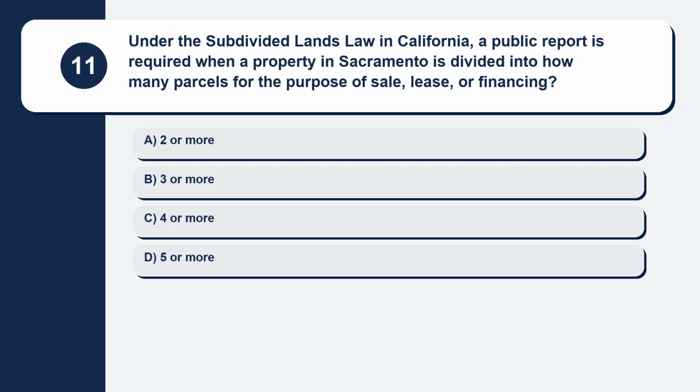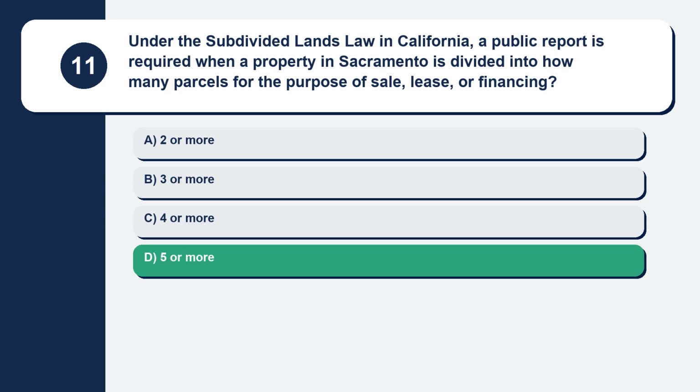Question 11. Under the Subdivided Lands Law in California, a public report is required when a property in Sacramento is divided into how many parcels for the purpose of sale, lease, or financing? Here are your options. Option A, 2 or more. Option B, 3 or more. Option C, 4 or more. Option D, 5 or more. The correct answer is option D, 5 or more.